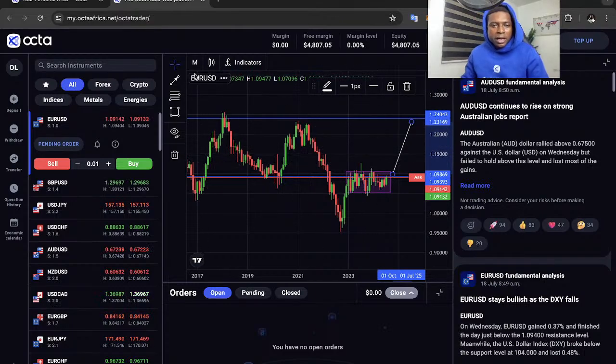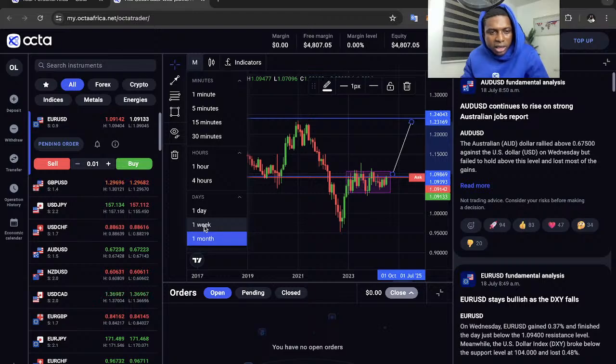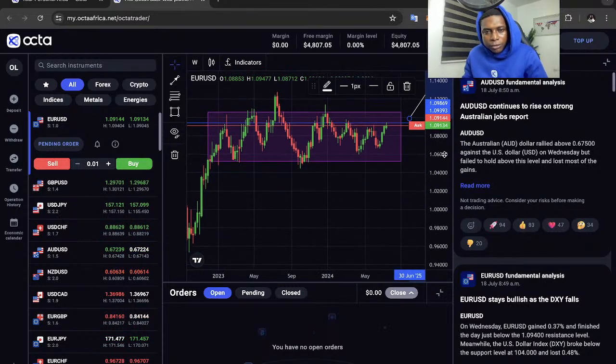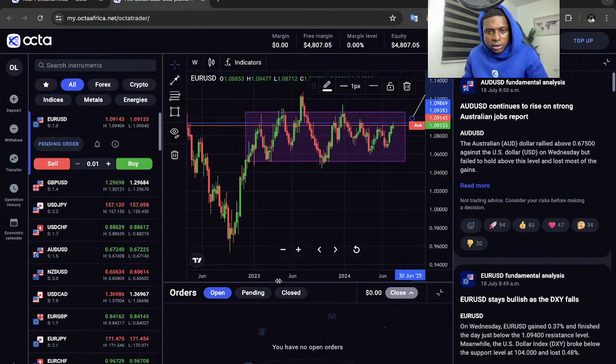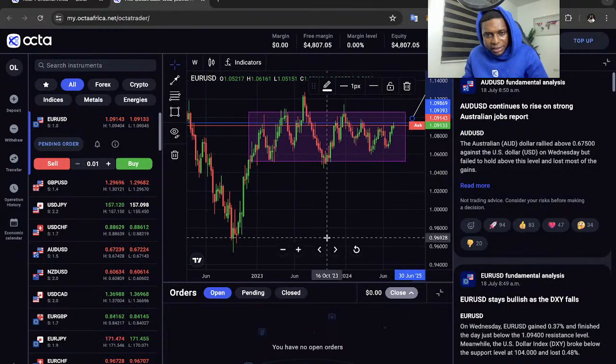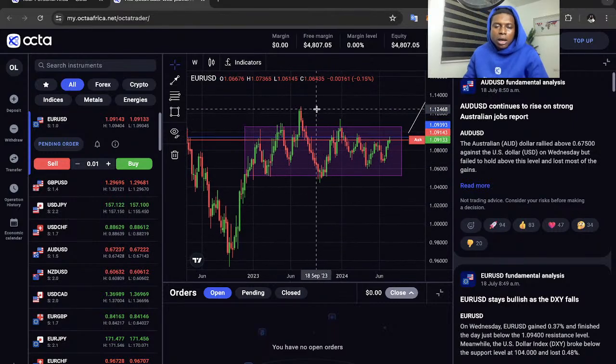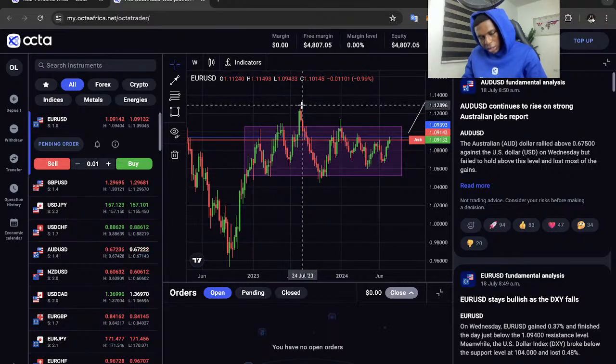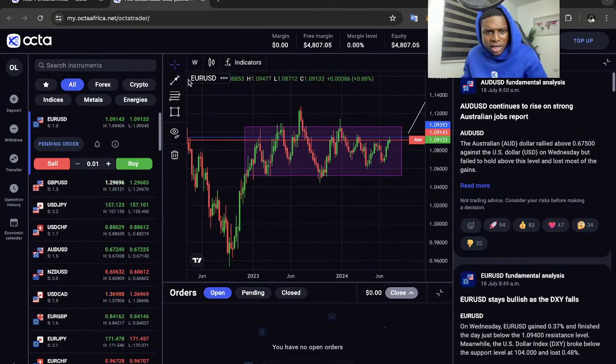Okay, so now let's go down to the weekly time frame to see more clearly what the market is saying. Now we can see more clearly here that the market is currently creating a symmetric triangle from what I can see. So let's make the triangle more realistic here.